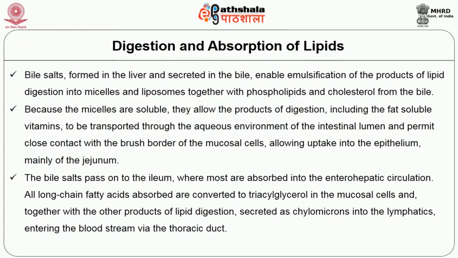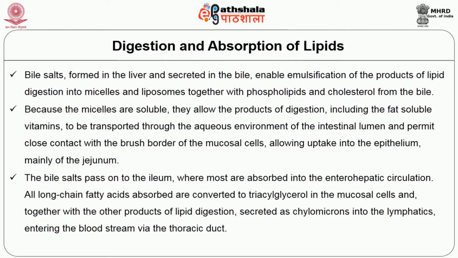Now what happens? They all aggregate and form micelles and liposomes. They form micelles and liposomes of both the phospholipid component of lipid and the cholesterol from the bile. Because the micelles are soluble, we have now converted the insoluble lipid into a soluble micelle. They allow the products of digestion, including the fat soluble vitamins, to be transported through the aqueous environment of the intestinal lumen, and they permit close contact with the brush border of the mucosal cell and help in the absorption.